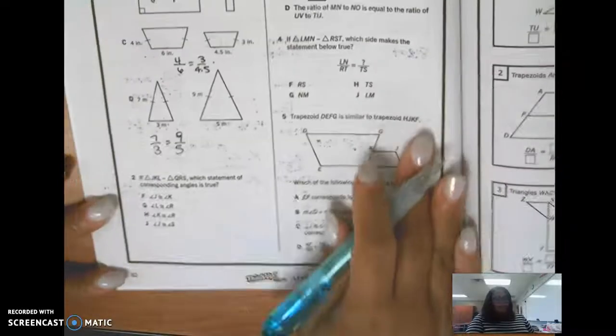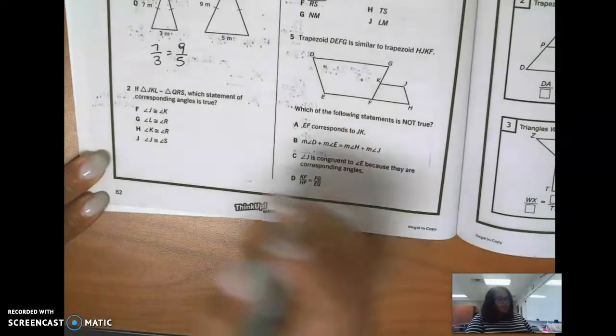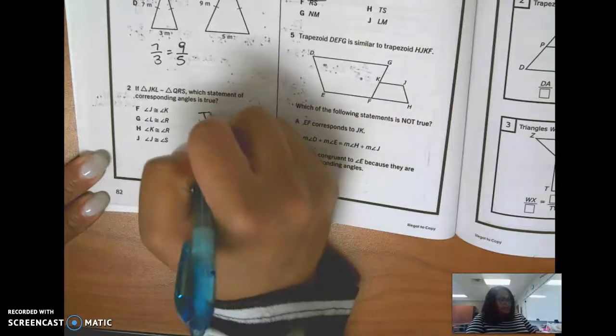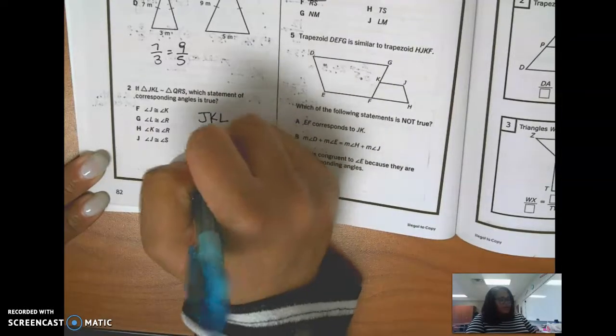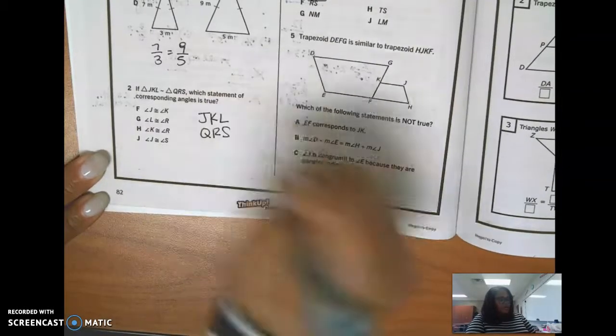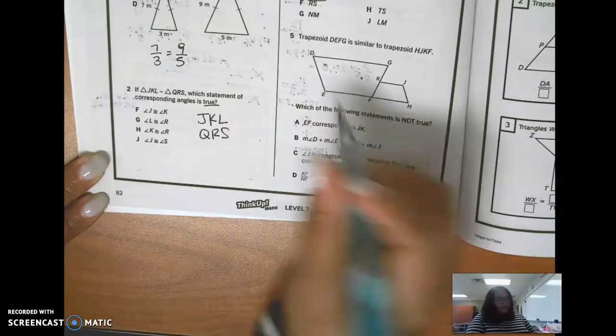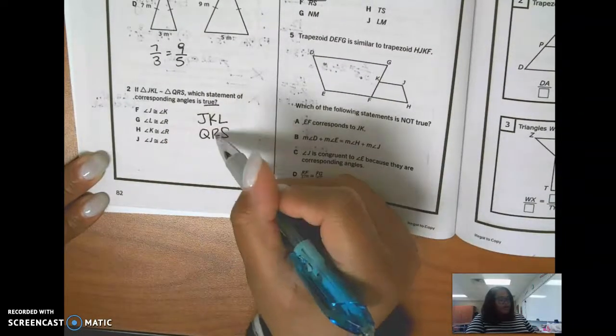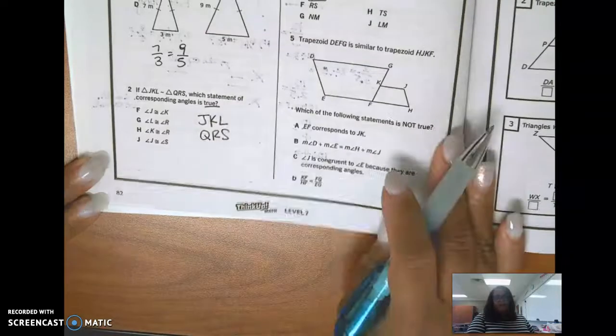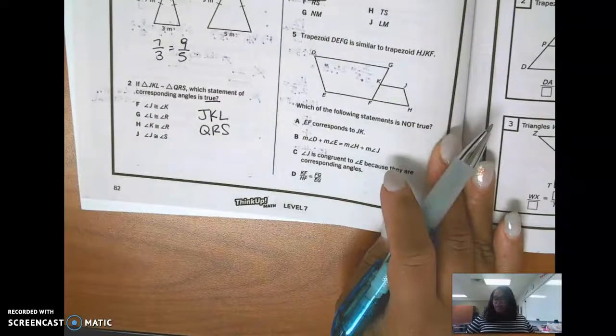For number 2, if JKL is similar to QRS, I have to write letters on top of each other so I know what's what. Which statement of corresponding angles is true? Q matches J, R matches K, and S matches L. That's all I'm going to tell you for that one.